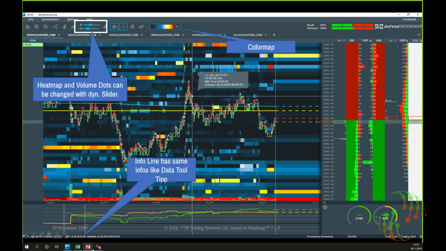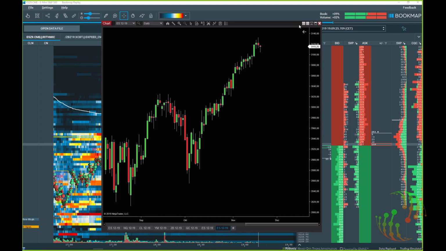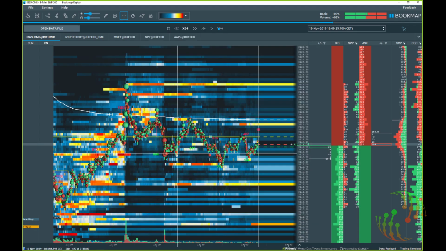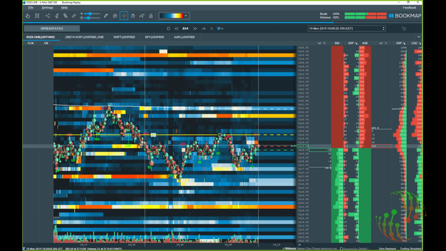Also you see, when you go with your cursor here, you see also the volumes displayed in the time stamp and volume and what happened. So you don't need to have the data tooltip on. You can also, if you are interested in this bubble here and this dot here, point at it and you see the information here in the information center.